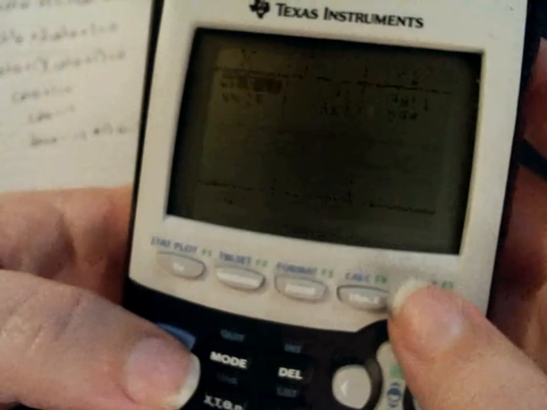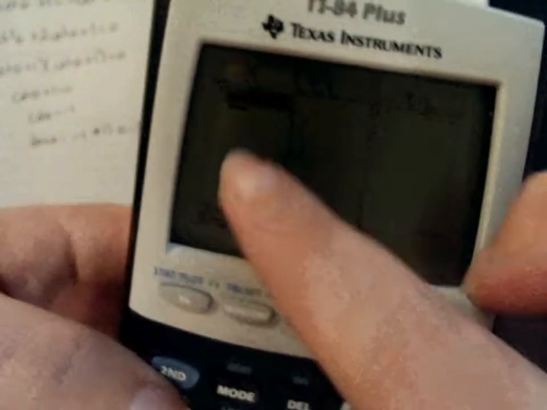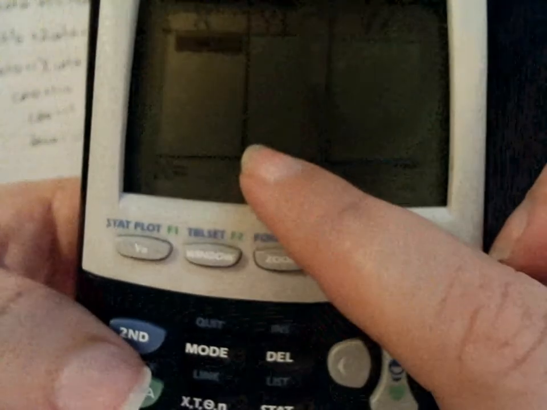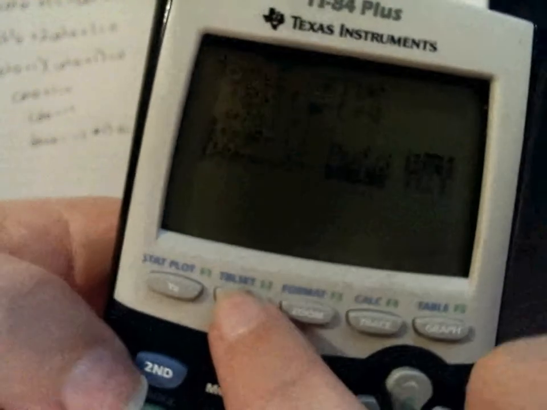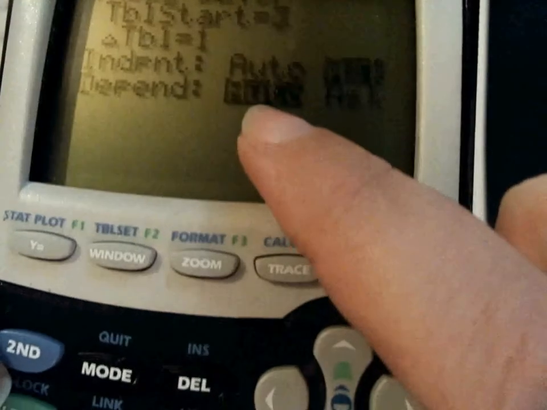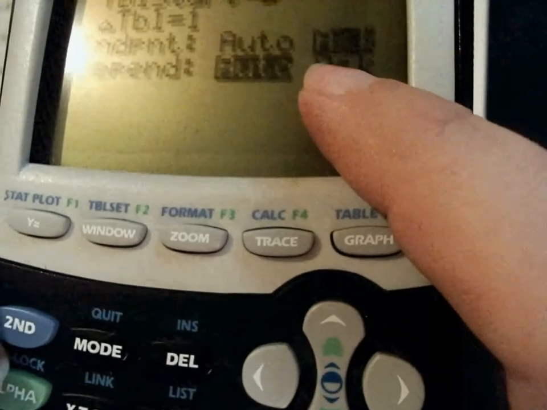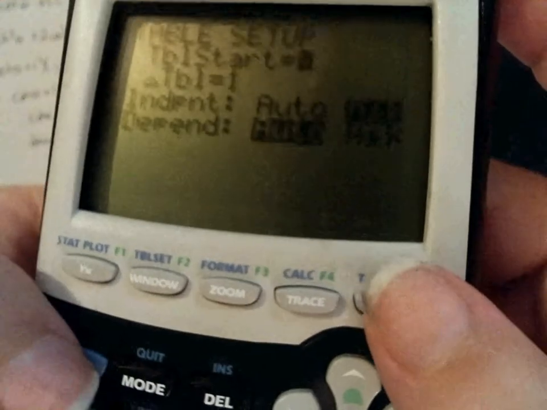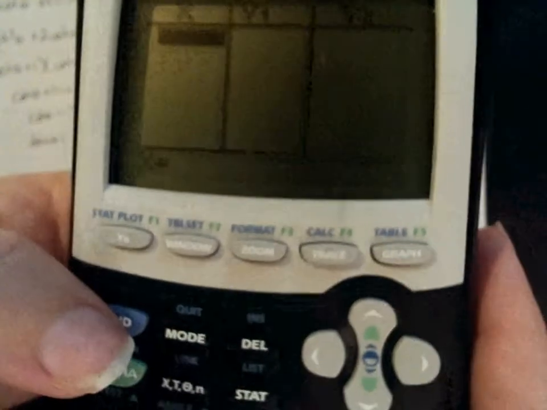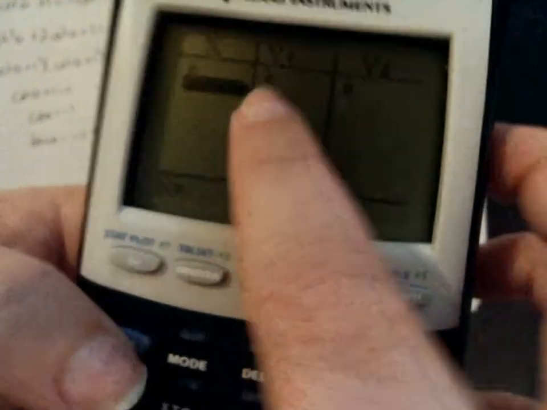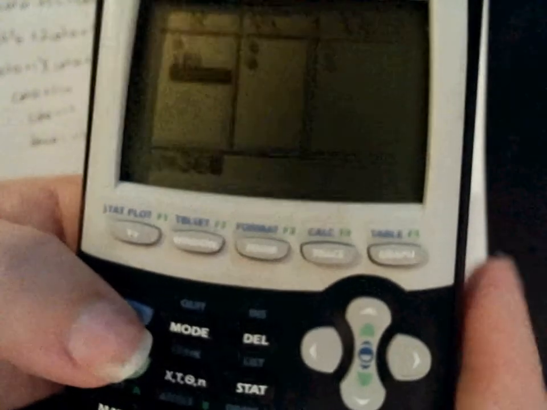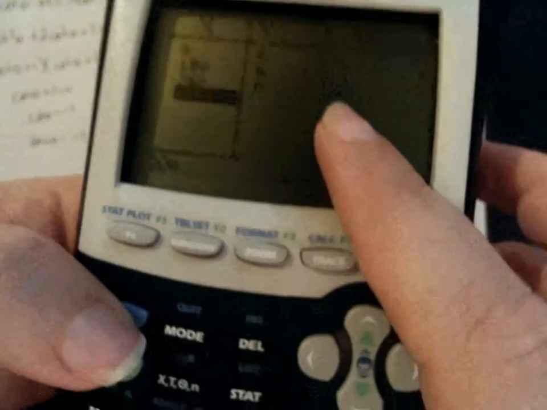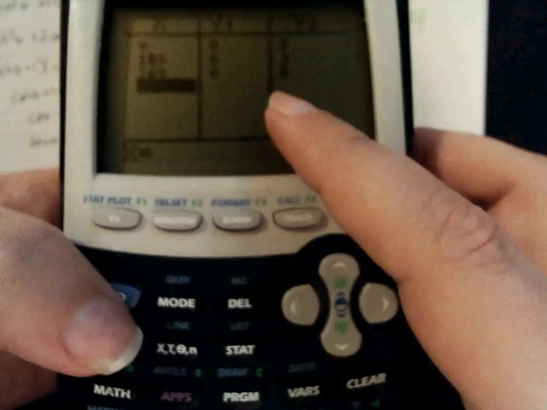And here's another way to do this. I'm going to go to my table. Now, I have my table set up such that I can type in whatever I want, right? You do that by going to second table set, right here, and on independent, go to ask, okay? And then I'm going to go back to my table, and I'm just going to type in 0, and I get the same thing. 180, and I get the same thing, and 360. So I'm just making sure that those are answers, that those are intersections, because sometimes those are harder to find.